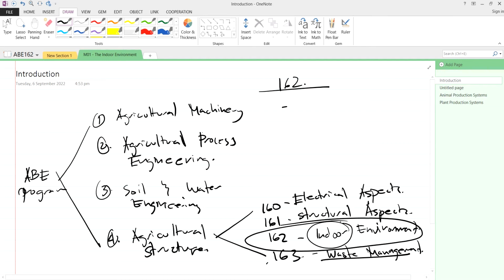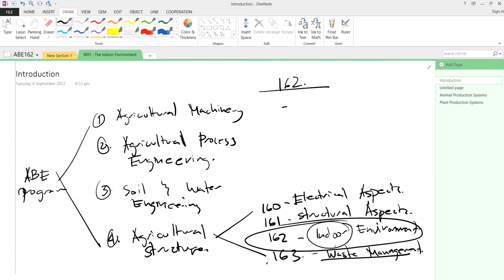We're not going to talk about those livestock production systems that are outside an enclosure, or a plant production system that's outside the enclosure, or let's say in the field. Rather, our topic is about the indoor. So any plant and livestock production systems that have an enclosure and an environment inside, that's what we are going to discuss.